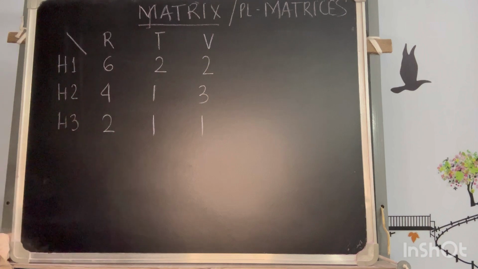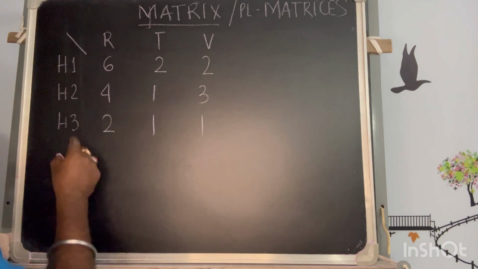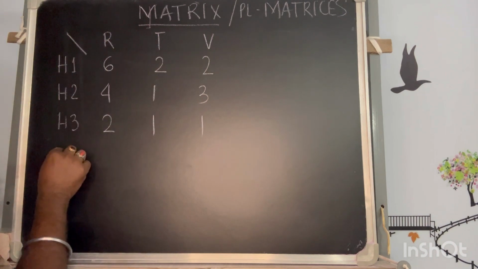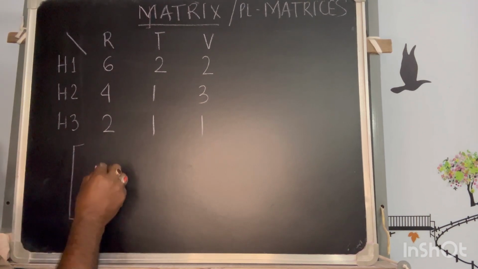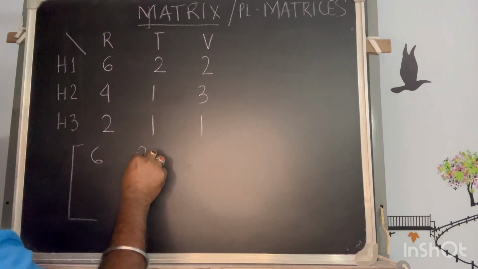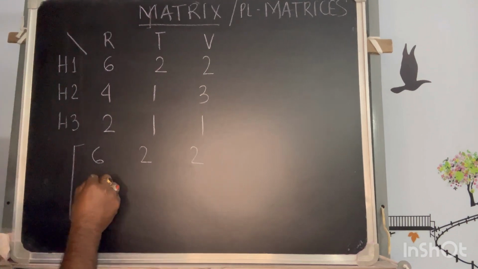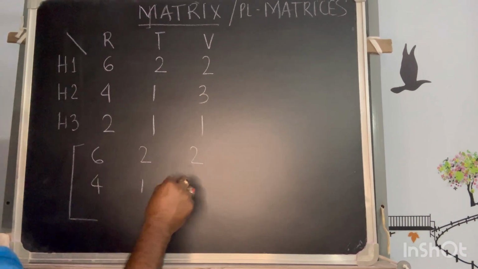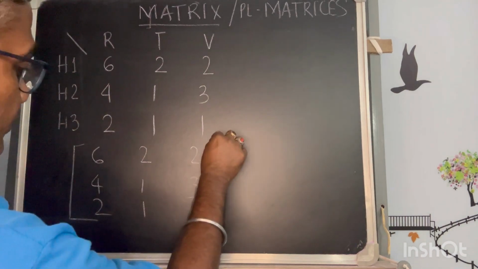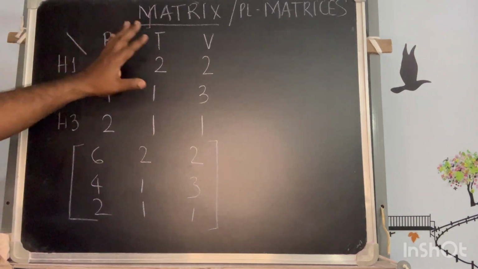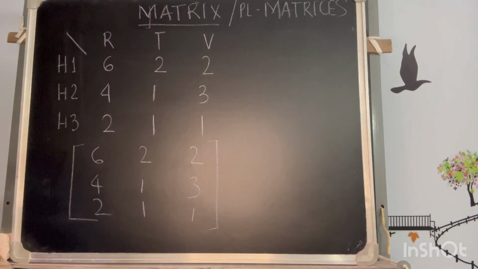So now if I represent this in matrix form, this will represent a matrix, and the data can accordingly be represented in this form, to get a complete picture of the total data. So this could be one example.